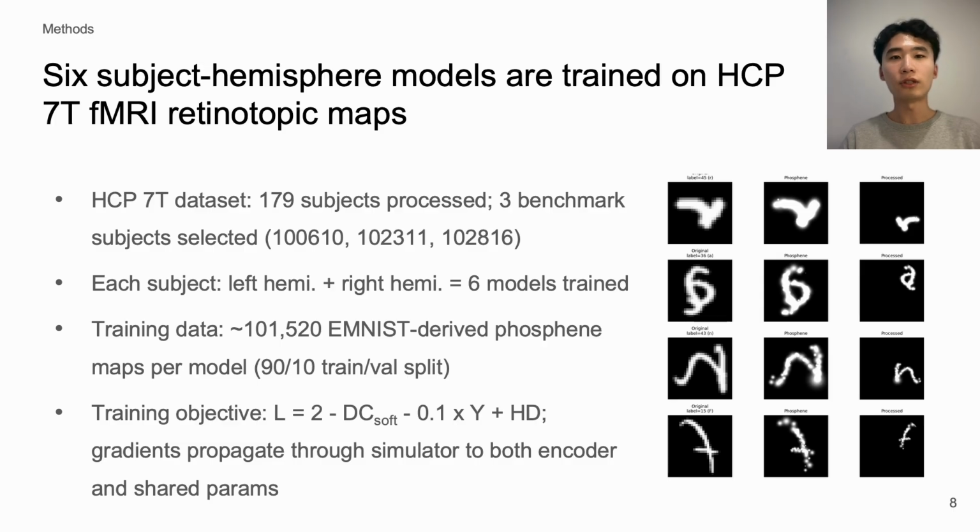The training objective is a composite loss combining a soft Dice coefficient and a Hellinger distance. Also, gradients propagate through this simulator to both the encoder and the shared implant parameters.